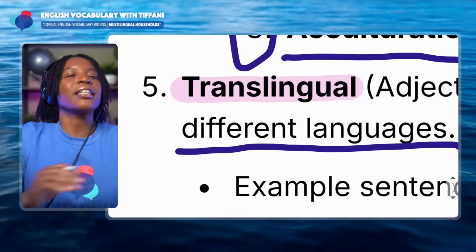translingual. Good. All right. So what was number 1 again? Excellent. Bilingualism. What was number 2? Code switching. Good. What was number 3? Polyglot. Good. Number 4? Acculturation, excellent. And number 5, translingual, excellent job. Now what we're going to do is I'm going to read a paragraph to you.